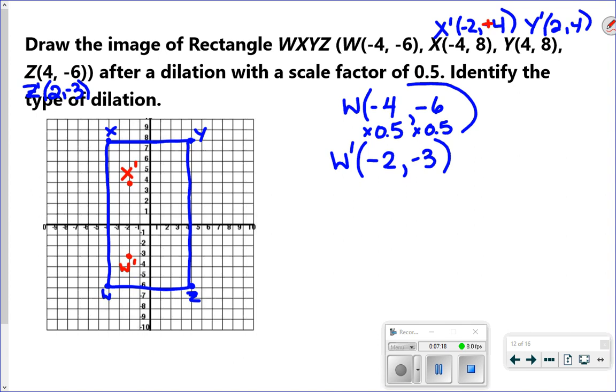Y is +2, +4. And then Z is at 2, -3. Okay, and then I connect. You see if I connected my W's, connected my Z's, they would all go back to that center of dilation being at the origin, 0, 0. The type of enlargement, this one is a reduction. The second shape is smaller, and that's because I have a scale factor between 0 and 1.